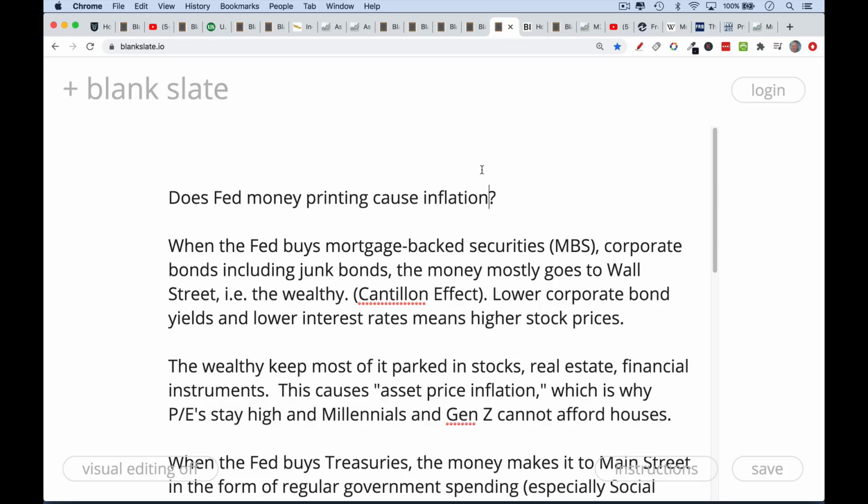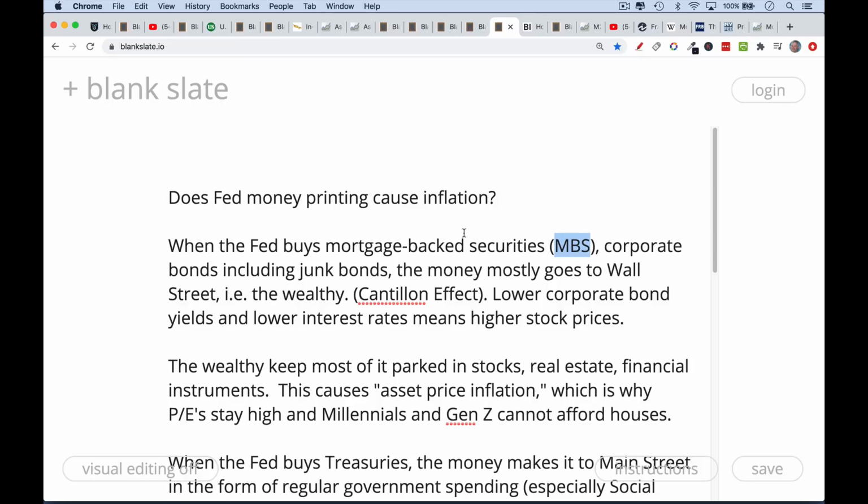So we return to our original question. Does Fed money printing cause inflation? Well, it really depends a lot on what they're spending the money on that they print up. So if the Fed buys mortgage-backed securities, which they did during the 2008-2009 crisis, this was a way of taking them off of the commercial bank balance sheets. They're also called MBSs, mortgage-backed securities. These are basically packages of mortgages that are traded on Wall Street.